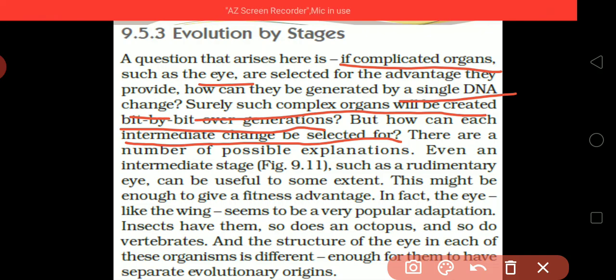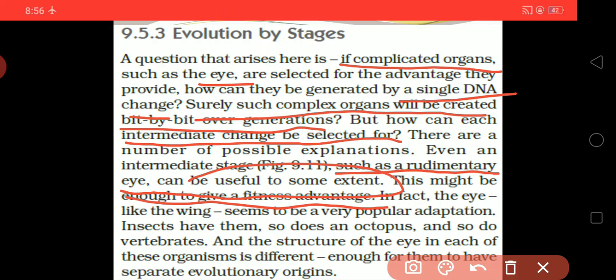Even an intermediate stage, such as a rudimentary eye, can be useful to some extent. This might be enough to give a fitness advantage. For giving a fitness advantage, this is sufficient. In fact, the eye, like the wings, seems to be a very popular adaptation.